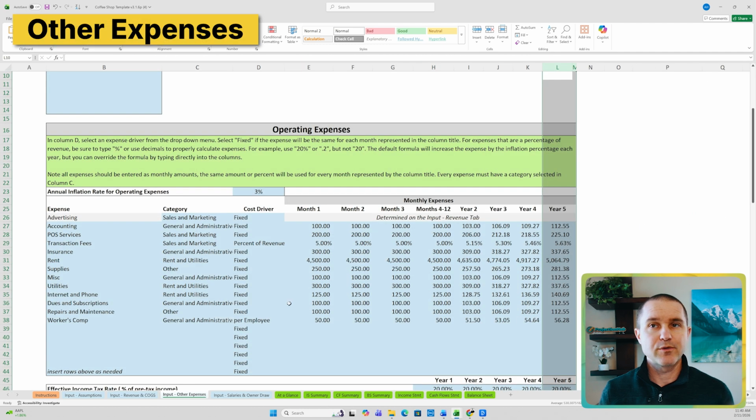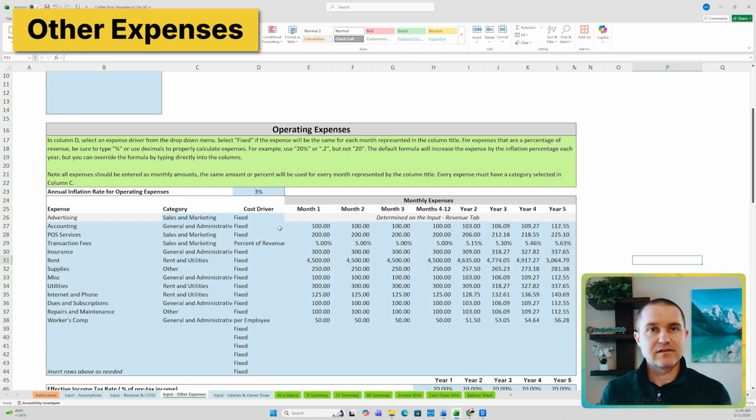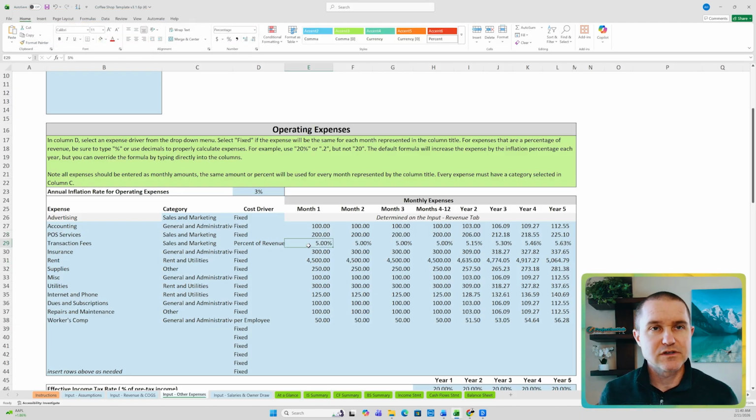Now, our operating expenses here. So here you can put things like accounting, your point of sale system, your transaction fees. So you can set this as a percentage of revenue. So this could be credit card processing fees. Maybe if you're taking gift cards, the gift card company is going to take a fee out of that, as well as a payment processing fee, probably. That's what you can enter in here. You can enter in your rent, utilities, supplies, workers' comp, repairs and maintenance, all those sorts of operating expenses.